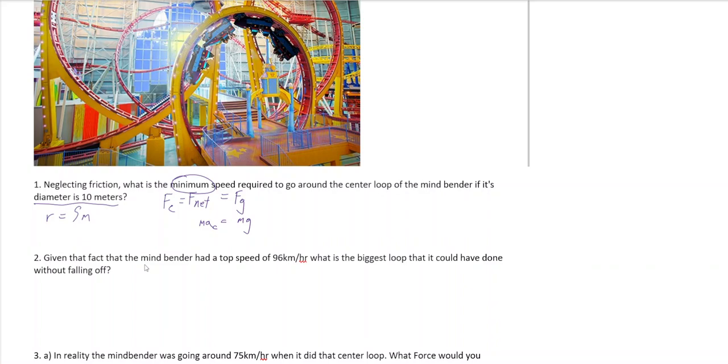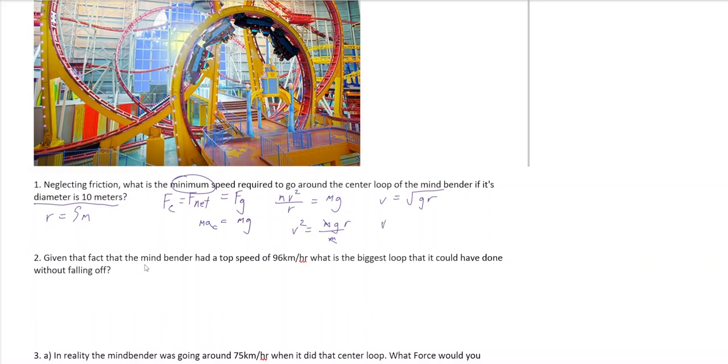So now, if we're looking for the minimum speed, we can take that same formula: mv squared over r equals mg. We're looking for the minimum speed, so we're going to solve for v. So we're going to move the m over and the r over. Those m's cancel, which is very nice, because now we can take the square root of both sides and just have gr inside.